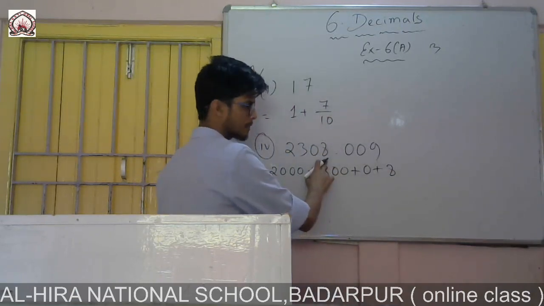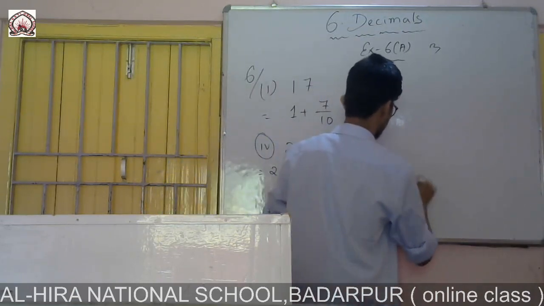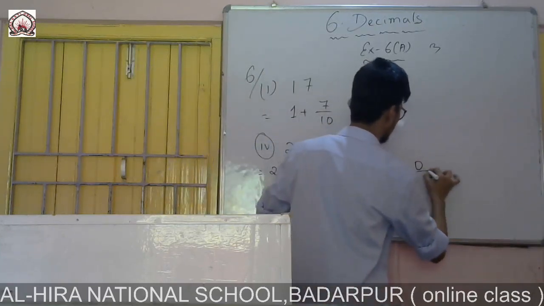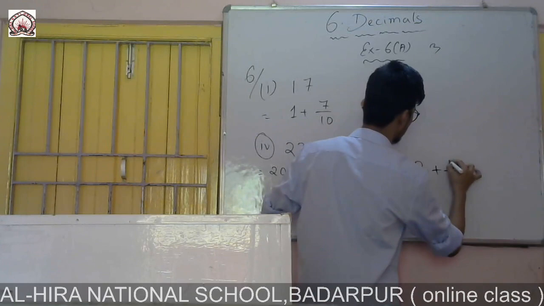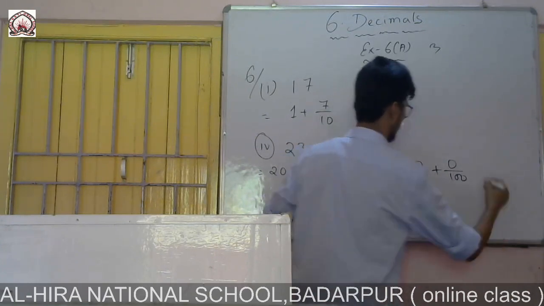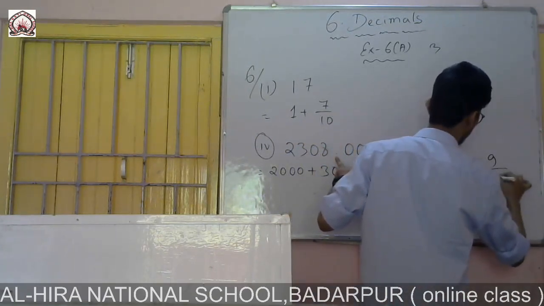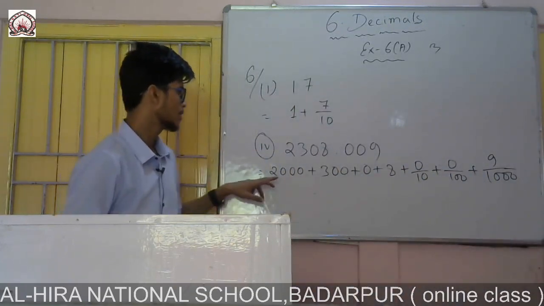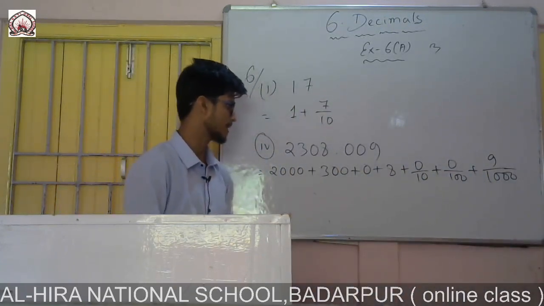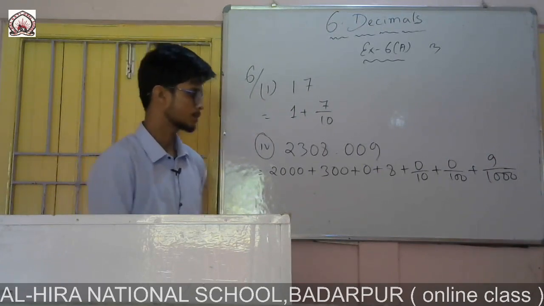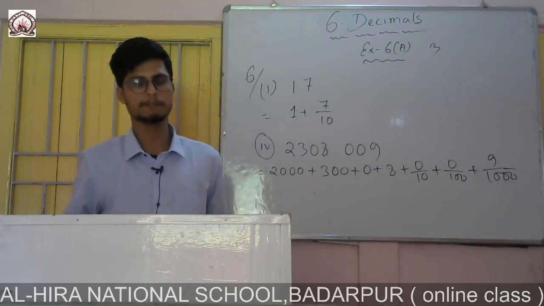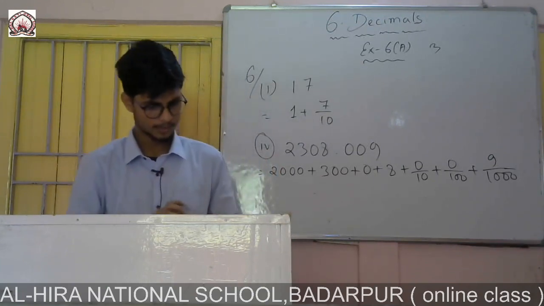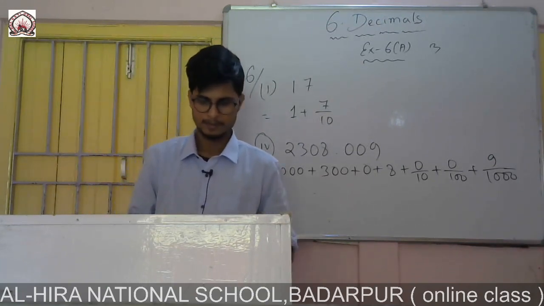because it is in the ones place, and then after the decimal you see there is 0. So the first 0 will be 0 by 10, then 0 by 100, and at last it is 9 by 1000. So this is in expanded form: 2000 plus 300 plus 0 plus 8 plus 0 by 10 plus 0 by 100 plus 9 by 1000. Okay, the rest you try.